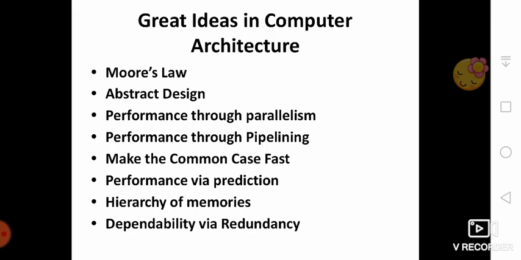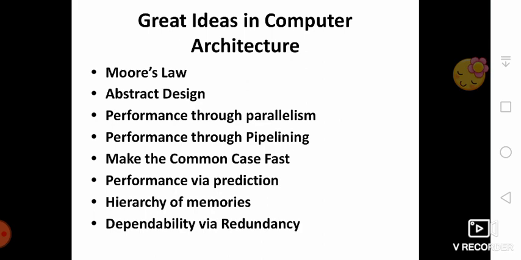Make the common case fast. So making the common case fast will tend to enhance performance better than optimizing the rare case. So next one is performance via prediction. The computer can perform better by making rational guesses on the decision. Instead of wasting clock cycles waiting for a certain result, the computer can remarkably improve the performance.